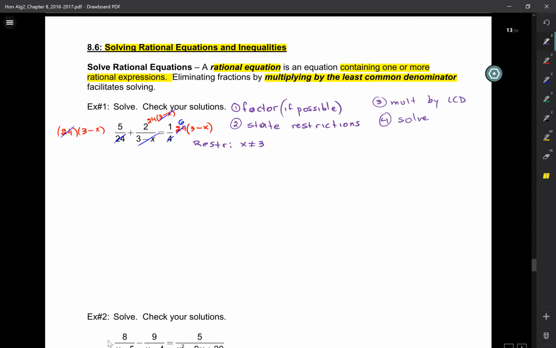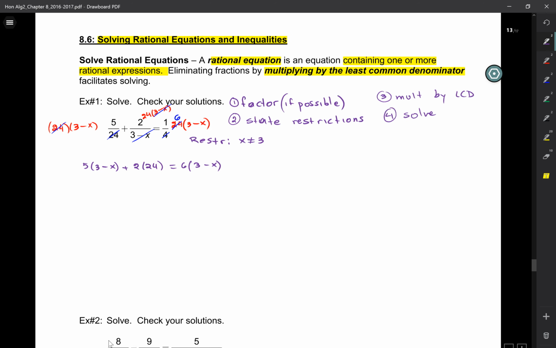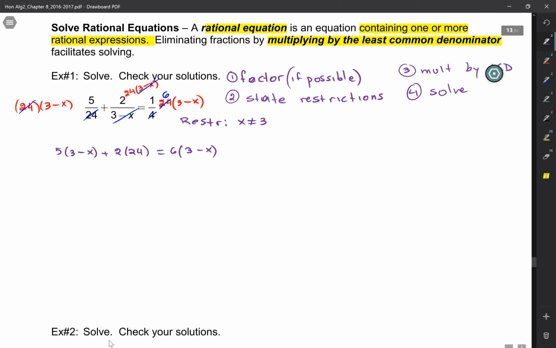Okay, so what do we have left? Here we have 5 times 3 minus x plus 2 times 24 equals 6 times 3 minus x. Now, can you distribute in the same step and eliminate this step? Of course you can. This is an honors class, right? So basically this is going to be 15 minus 5x plus 48 is equal to 18 minus 6x, right? And now we solve this just like we would any other equation, right? So what is this going to be? 15 plus 48 is going to give us what? 63 minus 5x is equal to 18 minus 6x. So x is equal to 18 plus 63, so that's 81. And x is equal to 81.